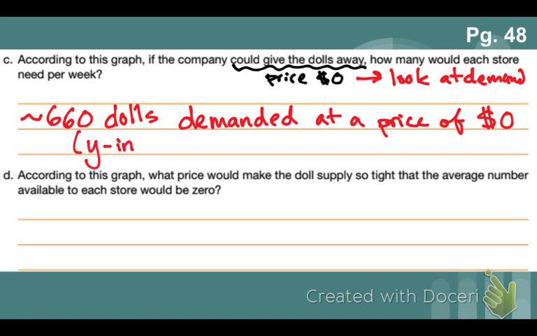Just like we said, we're looking at the y-axis. We're looking at where that line intercepts the y-axis. So it's the y-intercept of the demand curve line.